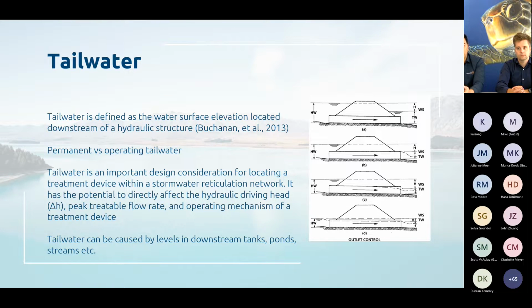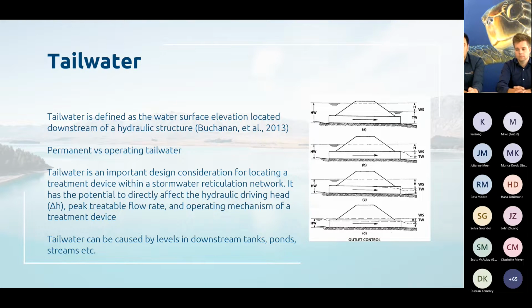So here with a permanent tailwater, that's typically caused by a natural water body like a stream or lake, and it can sometimes be caused by bubble-up structures or permanent water through the network. And a temporary tailwater, as we saw before, can be caused by a detention tank downstream, or even just a depth of flow in the pipes.